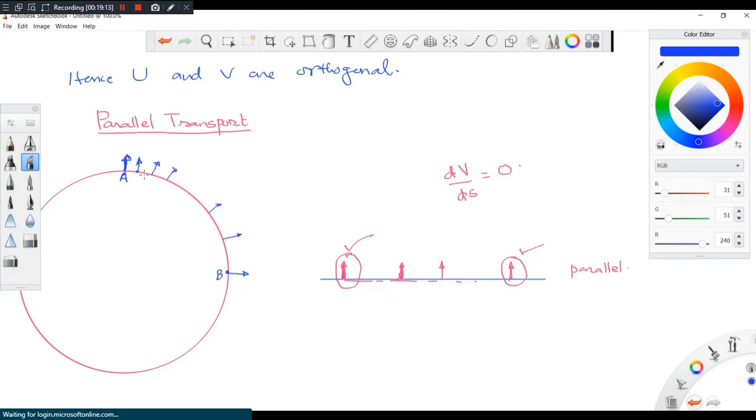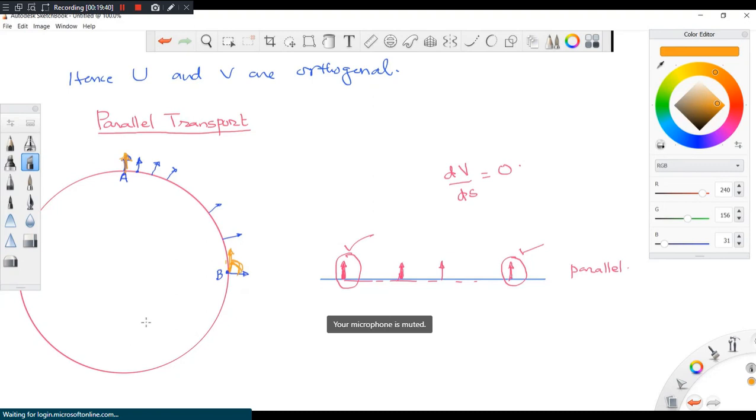Actually, what does parallel mean? Parallel means this vector, when it reaches here, should be like this. So this vector and this vector are parallel. Parallel transport means it should actually come like this. But there is a difference of this much.